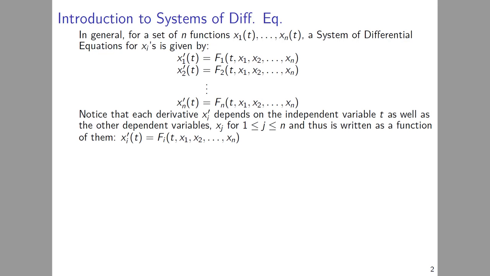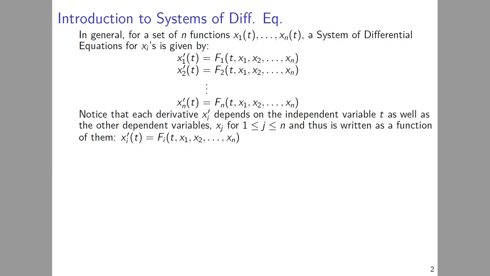Notice that each derivative xi prime depends on the independent variable t as well as the other dependent variables xj for j between 1 and n. And that is why we write each xi prime as a function of t, x1, x2, all the way up to xn.